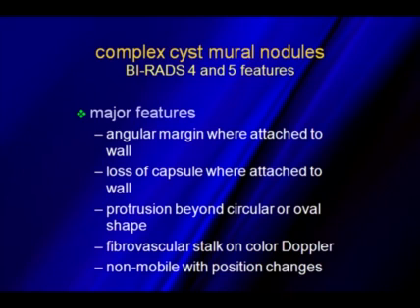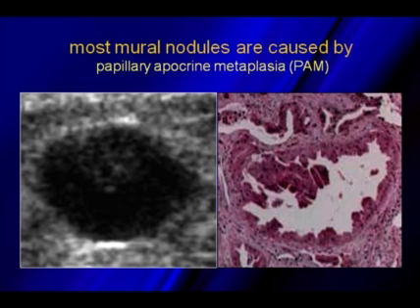We'll use color Doppler to see if there's presence of any type of a fibrovascular stalk, and we'll also roll the patient up to see if moving them will change the position of what appears to be the solid lesion.